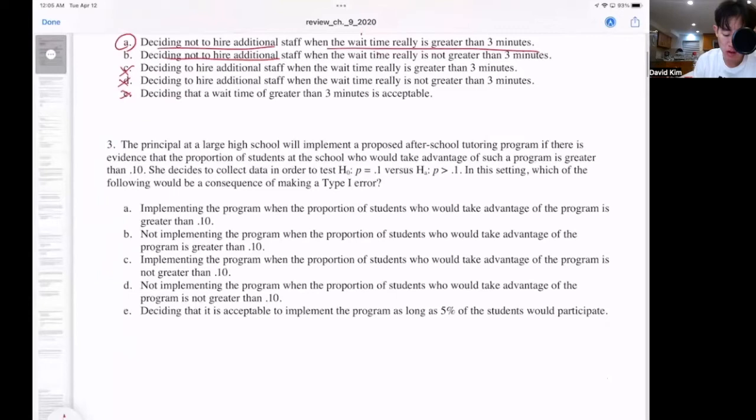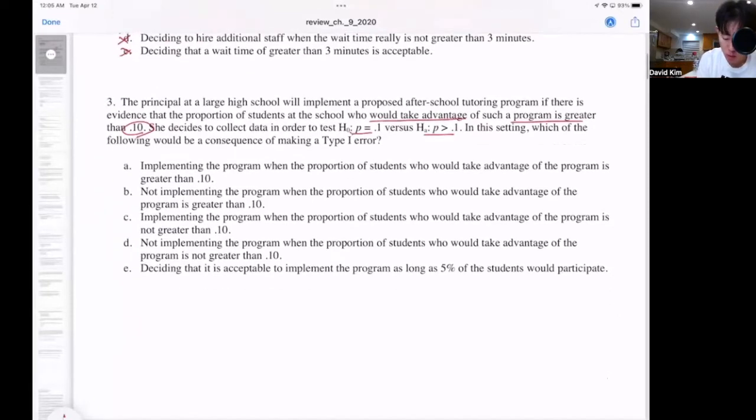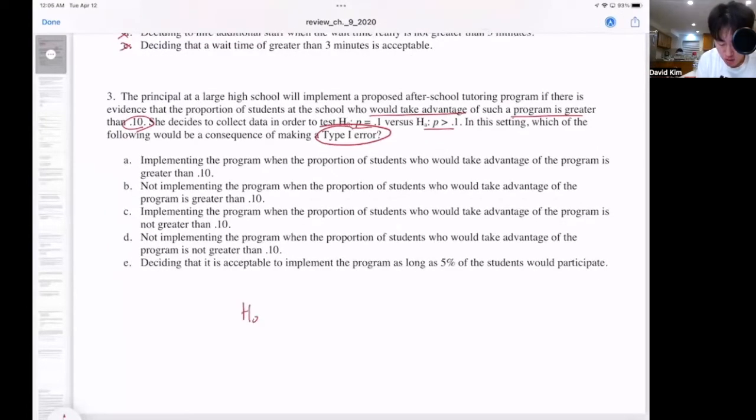Number three, the principal at a large high school will implement the proposed after-school tutoring program if there's evidence the proportion of students at the school who would take advantage of such a program is greater than 0.1. Well, we find out that the alternative hypothesis is greater than 0.1. We want to make sure which of the following is the consequence of a type 1 error. So type 1 error is when you reject the null, and the actual true proportion, the parameter discussed in the null hypothesis, actually becomes the one that's true.